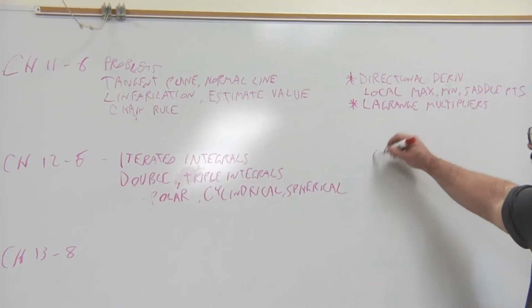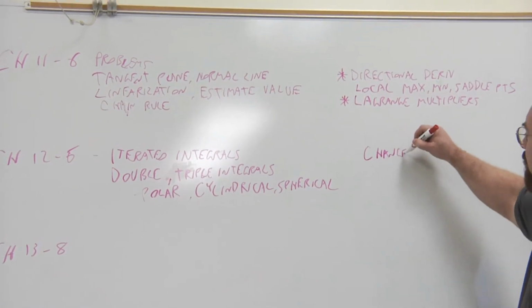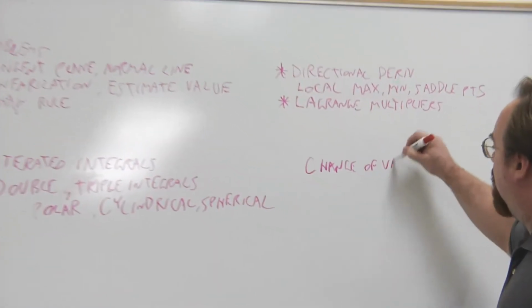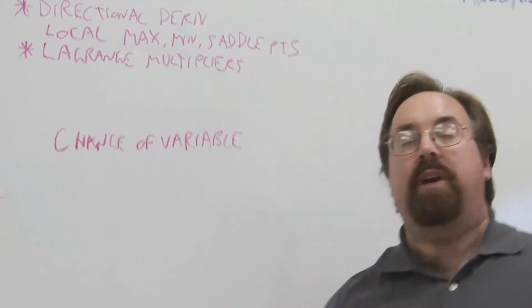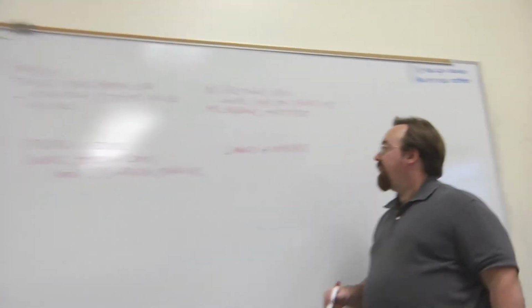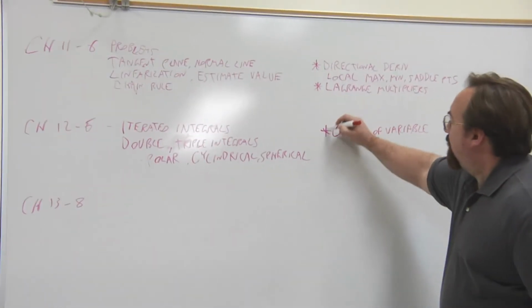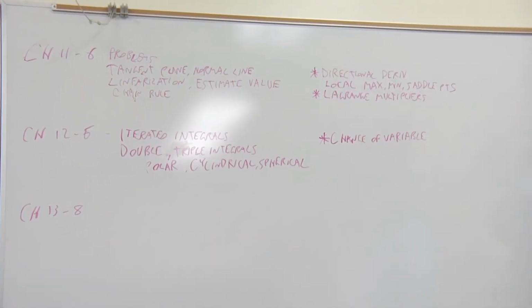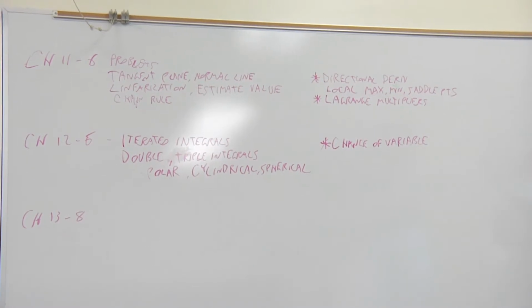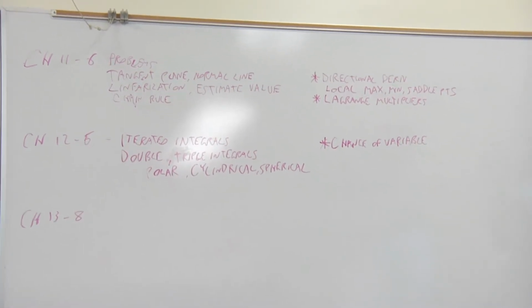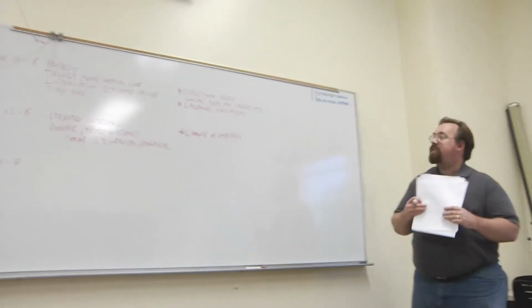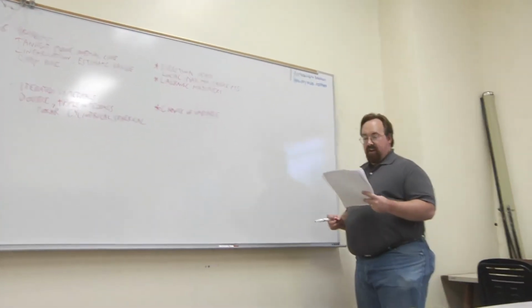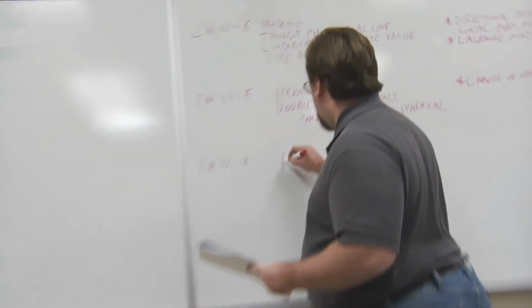And then change of variables. So if you're given a transformation, we have to compute a Jacobian and put that into the integrand. This is something that can also be a topic for the oral. All right. So that's chapter 12. Chapter 13. 8 problems from here.